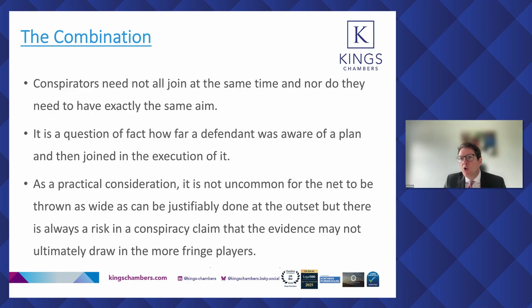You've also got to bear in mind, who do you finger for your conspirators? Because how wide was a conspiracy? How wide can you throw the net? Now, one of the reasons why you might bring a conspiracy claim is because your primary wrongdoer, your principal defendant, may not have assets. So partly it may be a case of looking for somebody who's actually got something that can be enforced against. And for that reason, it's not uncommon for the net to be thrown as wide as it can be, at least justifiably can be, at the outset.